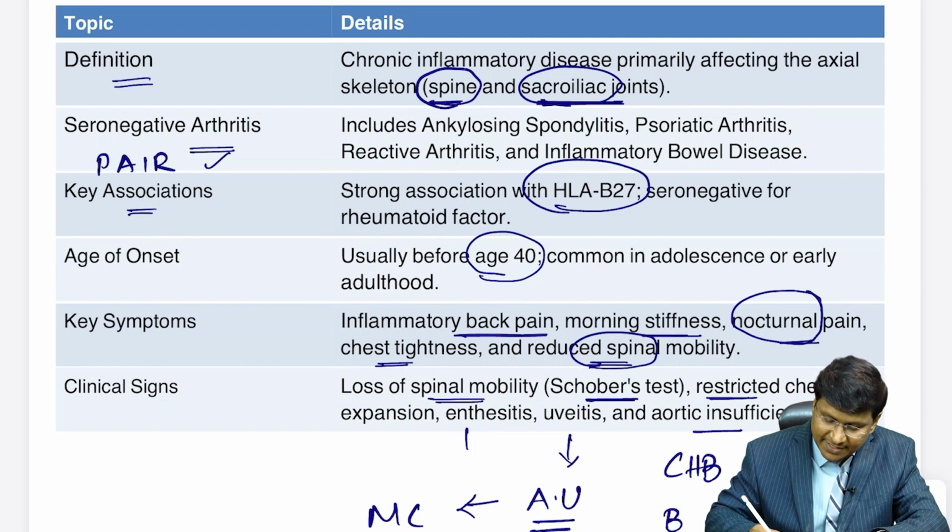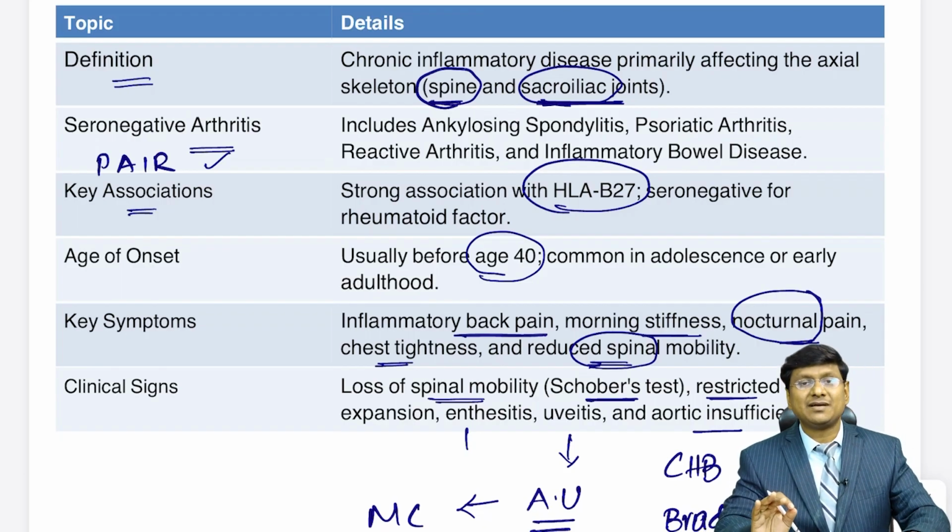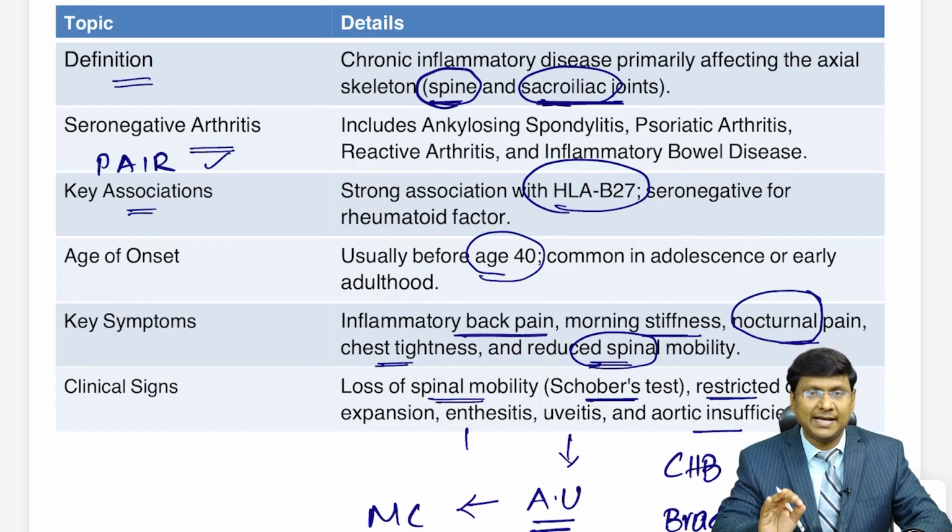And because of the complete heart block, these patients usually present with bradyarrhythmias. So this will be the clinical signs that you observe in patients with ankylosing spondylitis.